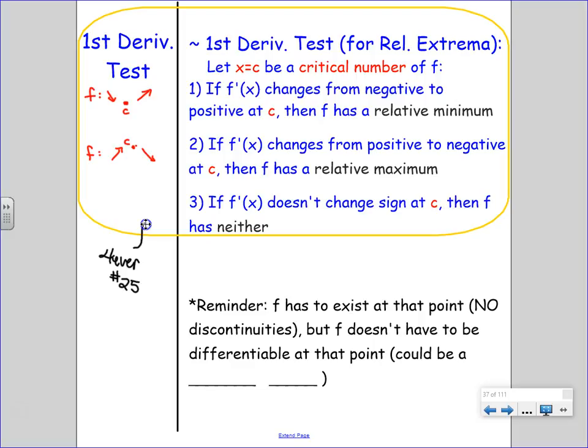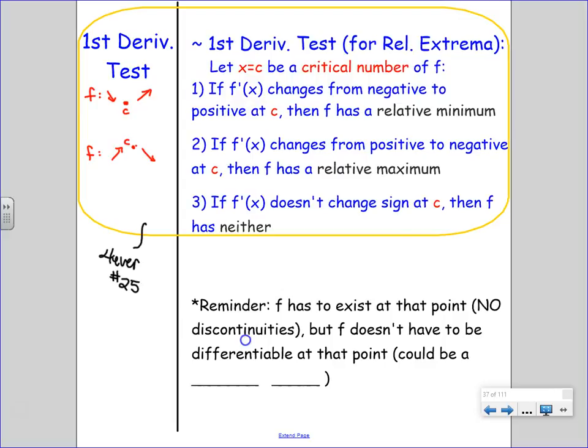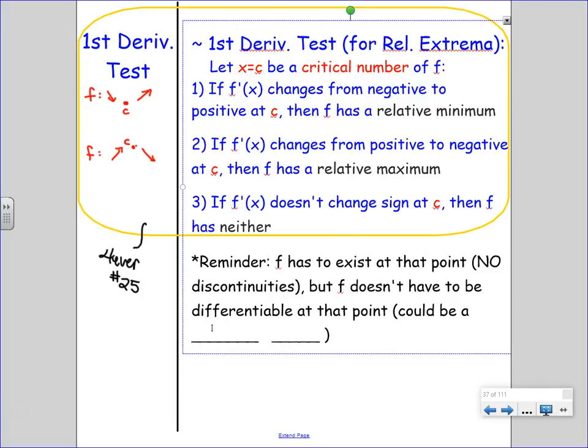Okay, real quick at the very bottom. I've kind of mentioned this a few times, but just a reminder because I've seen a lot of calculus kids come through and I've seen a lot of mistakes made, yeah? And one of those common mistakes is why this reminder has been written into the notes in the last few years. Reminder. F has to exist at that point. No discontinuity. So F does not have to be differentiable at that point. It could be a sharp point.